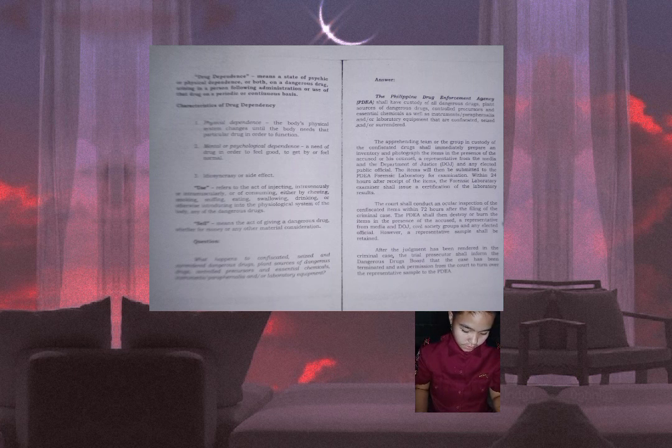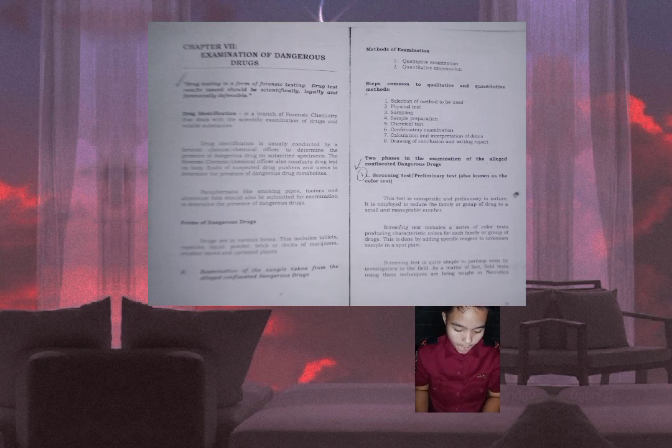So, next is Chapter 7. Examination of dangerous drugs. So, drug testing is a form of forensic testing. So, drug test results issued should be scientifically, legally, and forensically defensible. So, what is drug identification? Drug identification is a branch of forensic chemistry that deals with the scientific examination of drugs and volatile substances.